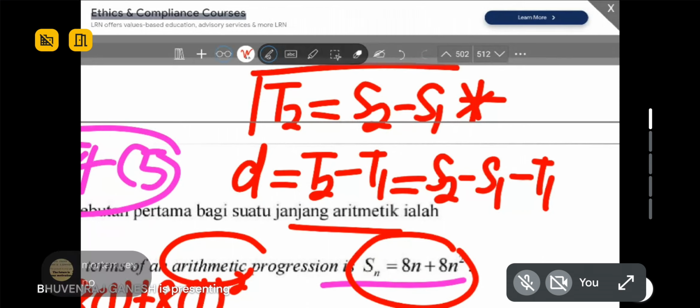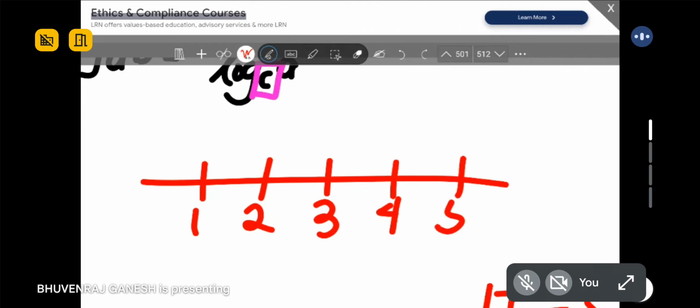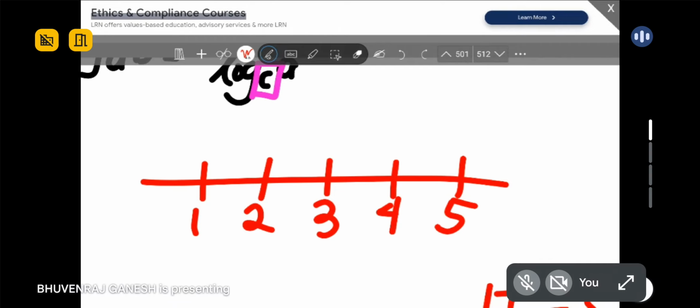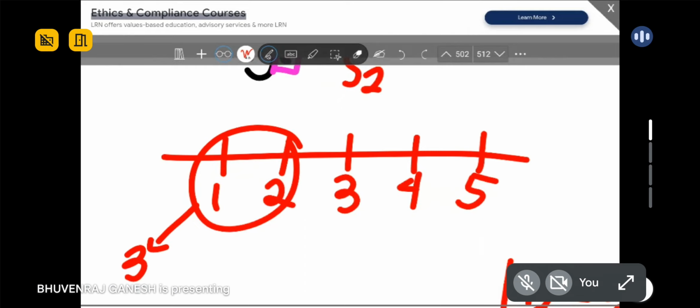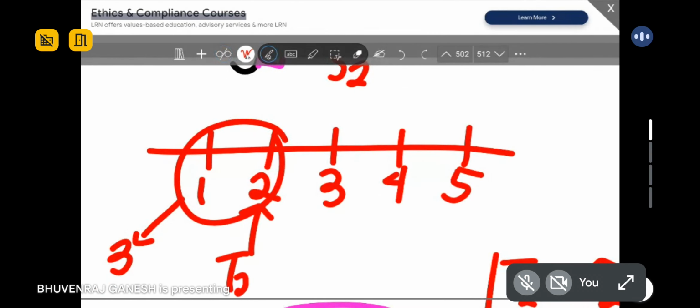Don't understand? Okay, very simple. Let me show you over here. If you don't understand, guys, very simple. Let's say I have number 1, number 2, number 3, number 4, number 5. You use this method to understand. S2 means the sum of the first two numbers, hasil tambah dua sebutan pertama. So these are the first two numbers, and the answer is 3 if you add them up. Now if I want to find T2 only, the second term, this is my T2, correct?